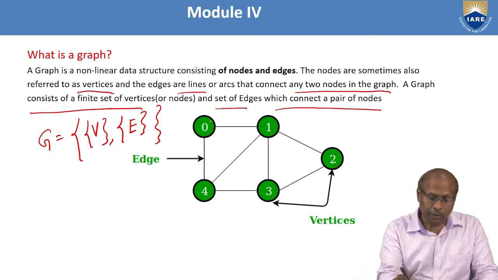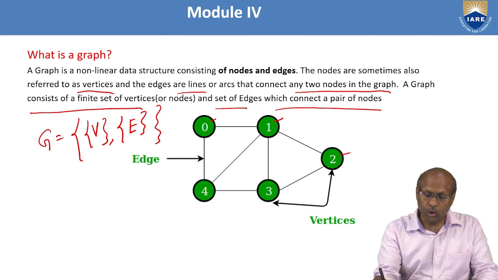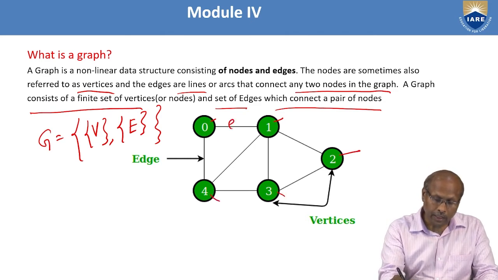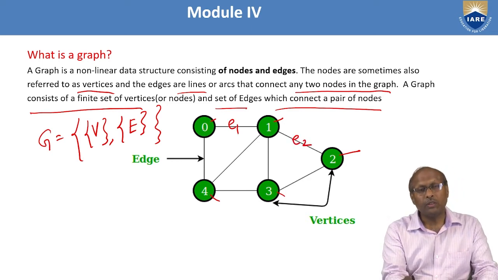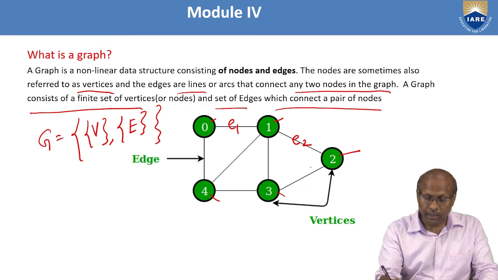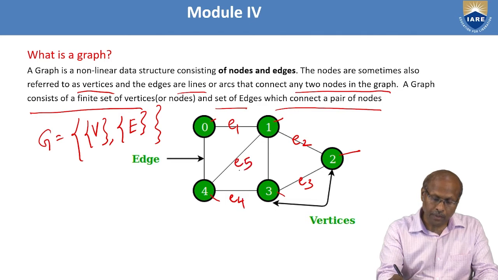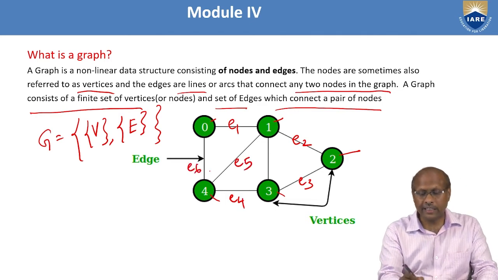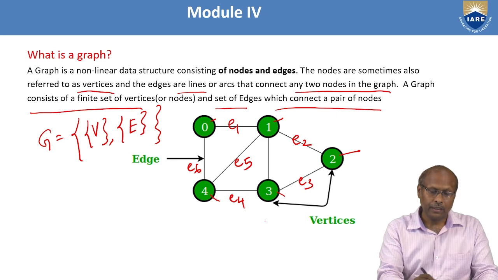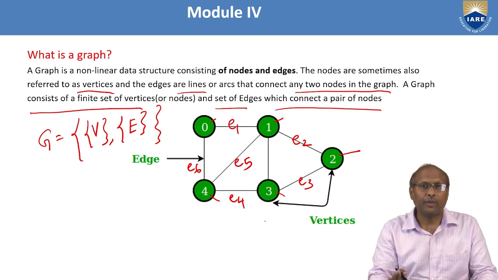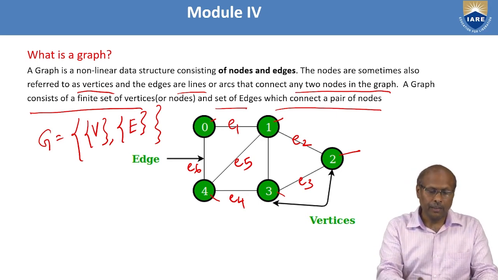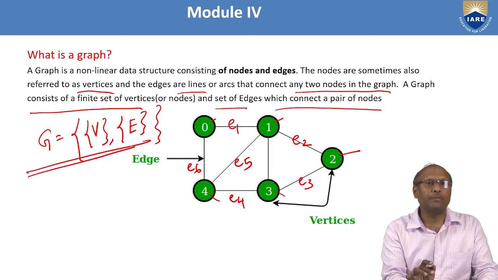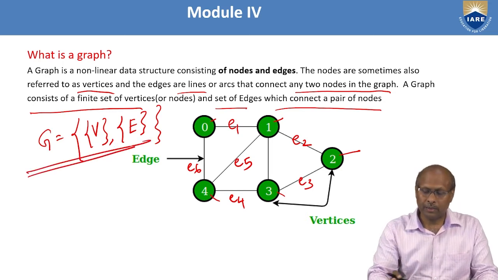So here 0 is one vertex, 1 is one vertex, 2 is a vertex, 4 is a vertex, and 3 is a vertex. Whereas this is one edge E1, this is another edge E2. An edge is something which connects two vertices. So here edge 1, edge 2, edge 3, edge 4, edge 5, edge 6. So there are 6 edges and 5 vertices. So this graph consists of 5 vertices and 6 edges. In a simple form you can write it like this also. This is the simple definition.